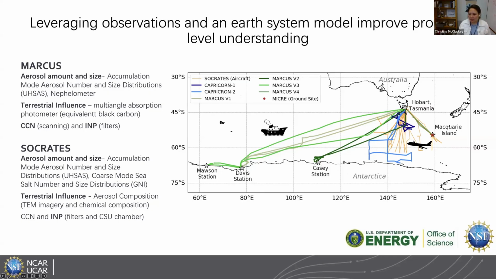And then we have SOCRATES, which are these orange lines here, which was an aircraft campaign during the summertime in 2018. And during these campaigns, we had different measurements of aerosol amount and size. We had ways of determining any sort of terrestrial influence, because as I mentioned, we want to make sure we can capture that in terms of its possible sources to the CCN and INP that we were also monitoring.